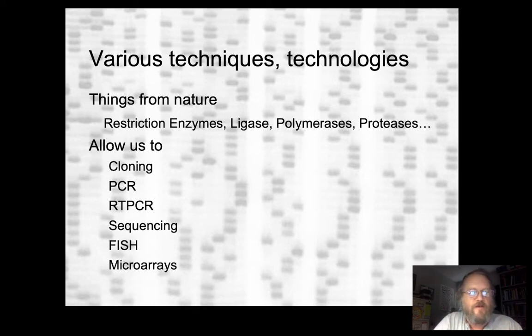Beginning in the 1970s is the historical reference point. So things that we identify from nature, we then modify to enhance their properties. So the restriction enzymes, ligase, polymerases, proteases, and now, of course, the CRISPR technology, all trace from things that are found in nature, right? So things from nature allow us to clone, to do PCR, the various flavors of PCR, sequencing, FISH technology, microarrays, you name it, right? So how do we take all of those different techniques and sum them up?